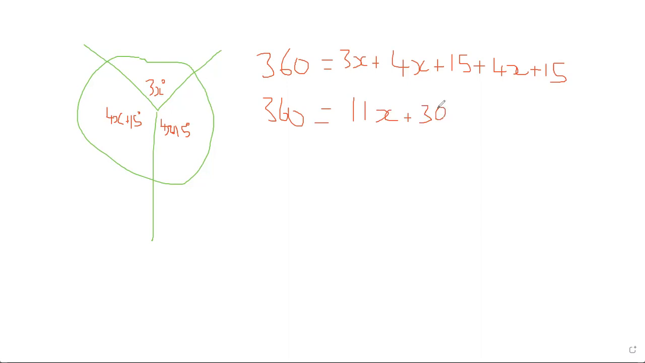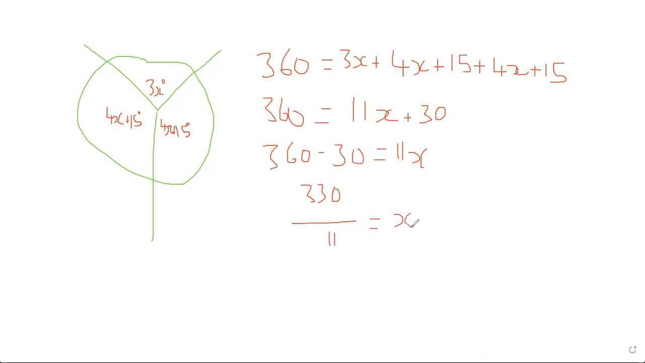All right, now it's just linear algebra. The first thing I do, subtract 30 from both sides, so 330 equals 11x. Then I divide by 11, so I've got 330 divided by 11.